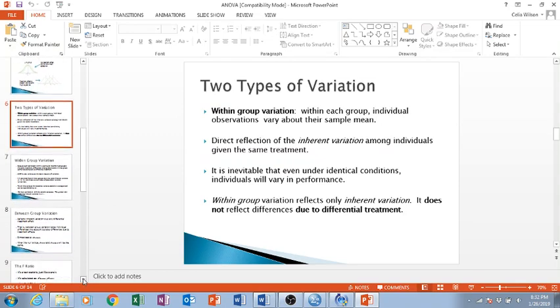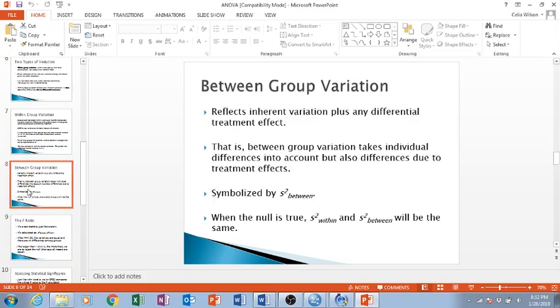The other type of variation is this between group variation, right? So now it's comparing the variability between the groups. So treatment group 1's variability compared to treatment group 2's variability compared to treatment group 3's variability. All right. And it's going to be simplified by sum of squares between.